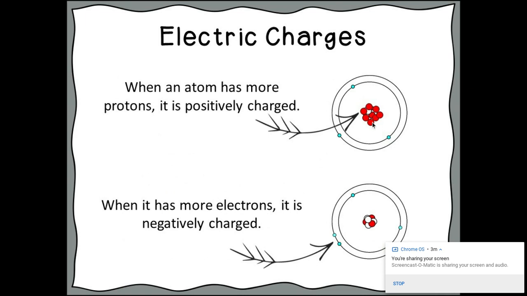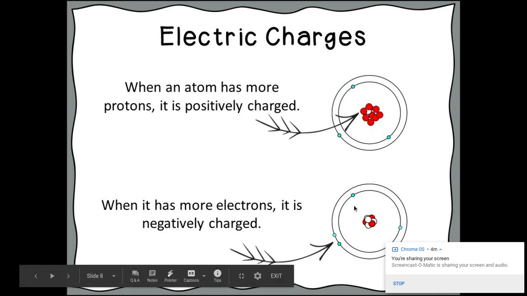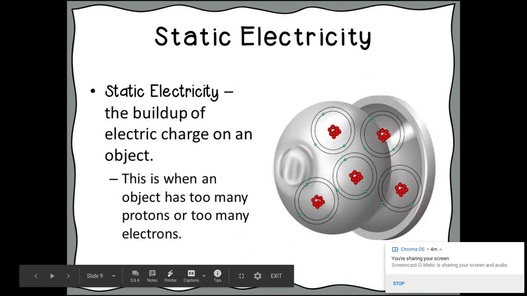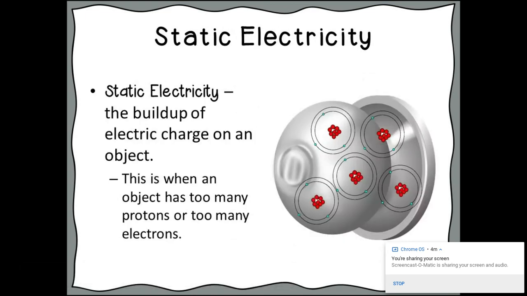So when it has more red protons, I'm saying red even though we don't have a color for them, just to help you with the vision of it. When there's more of them, it's a positive charge. This one has more red, it's positive. This one has more of the electrons on the outside, more of the blue, so it's a negative charge. So the whole idea is that atoms have a center, which is a nucleus made up of protons, positive, and neutrons, neutral. And then around the outside, you have electrons that move and they're negative.